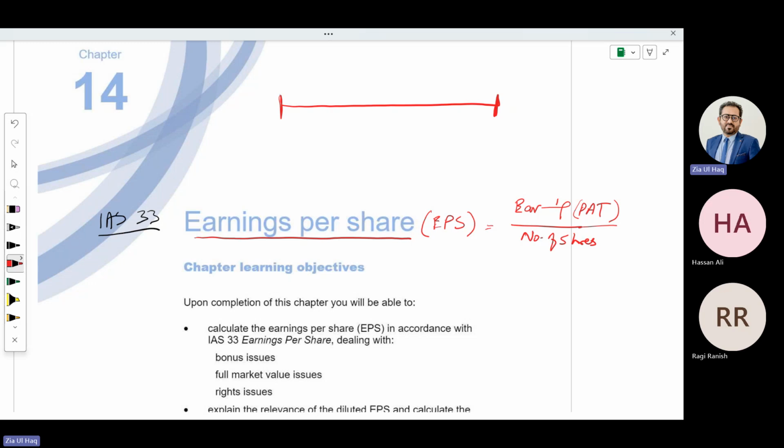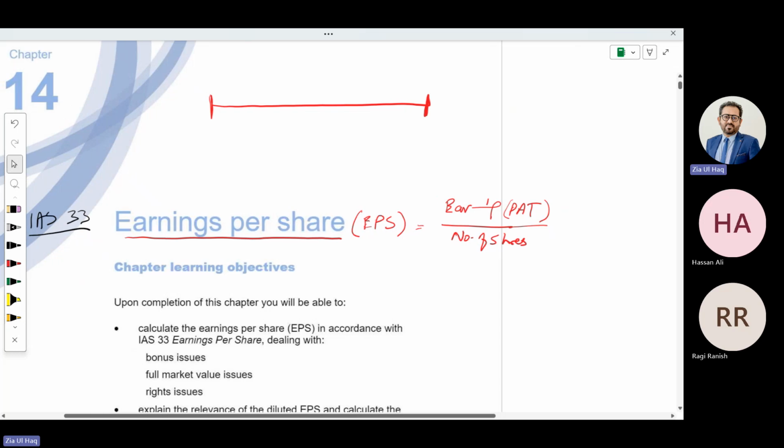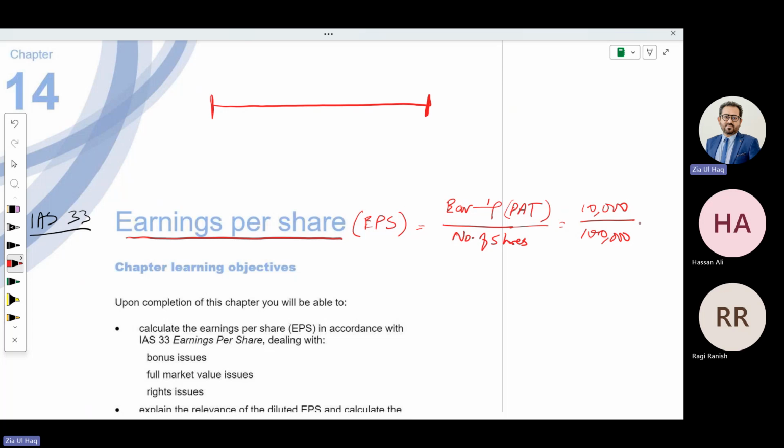Suppose company profit after tax is 10,000, company has issued 100,000 shares. So 0.10 is earning per share. We will call it 10 cent. So 10,000 is profit, 100,000 shares company has issued, so we'll call it 0.10 multiplied by 100. Always it is calculated in cents, like the dollar sign is this, so cent, C with a cross line. If you calculate on the calculator, the answer will be 0.1. So multiply by 100, what do you get? 10 cents.